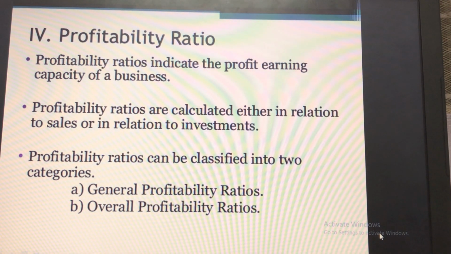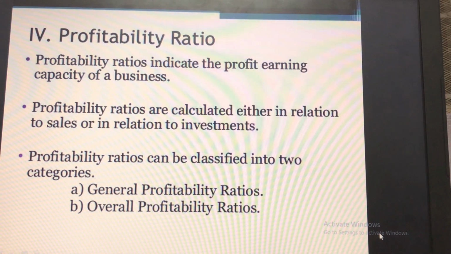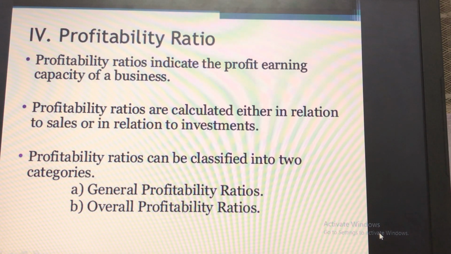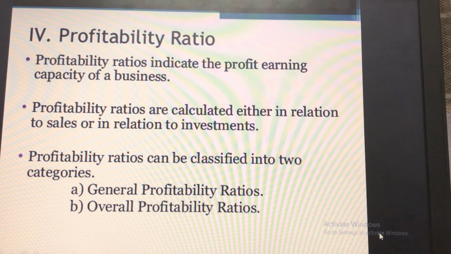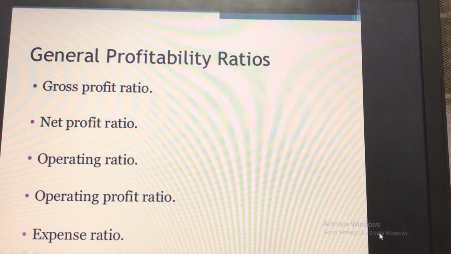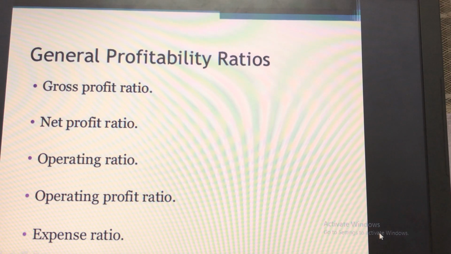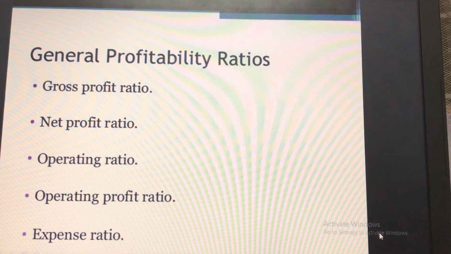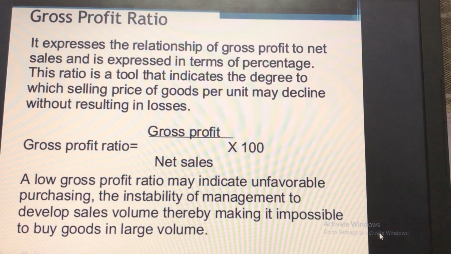Profitability ratio. Profitability ratios indicate the profit earning capacity of a business. Profitability ratios are calculated either in relation to sales or in relation to investment. Profitability ratios can be classified into 2 categories: general profitability ratios and overall profitability ratios. General profitability ratios: gross profit ratio, net profit ratio, operating profit ratio, expense ratio.